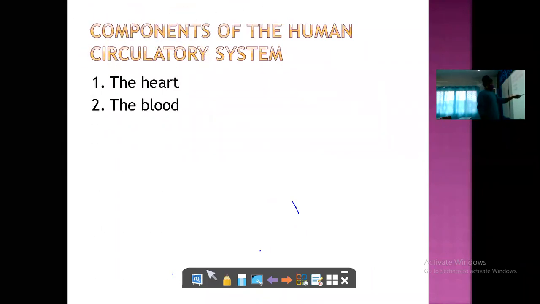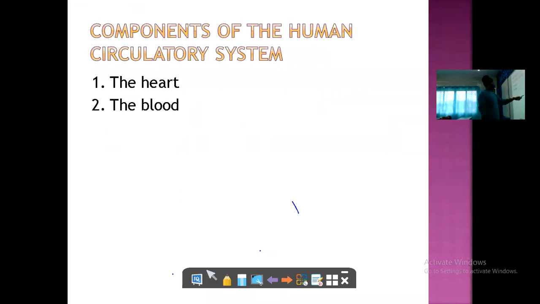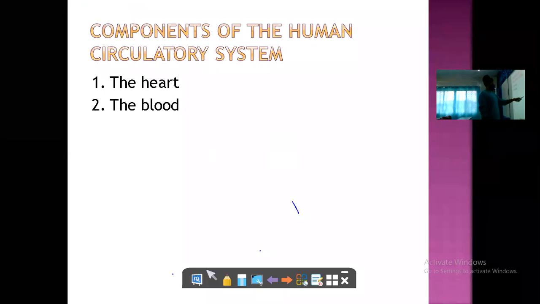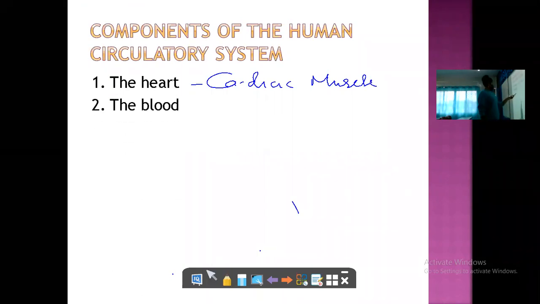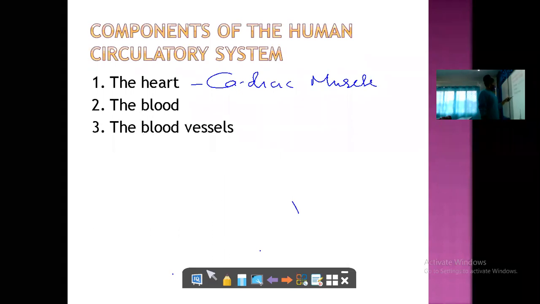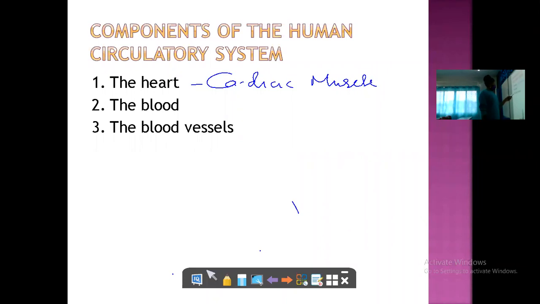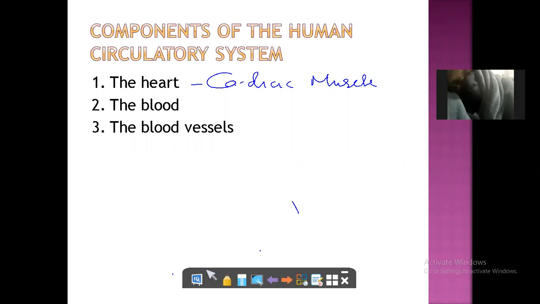Okay, here we go. The heart is composed of very muscular cells, and the muscle that makes up the heart is called cardiac muscle. The next thing, the blood. I guess we have looked at blood in one of our lessons last time. And the next one, the blood vessels. There are 3 types of blood vessels: 1, the arteries, 2, the veins, and the last one, the capillaries.